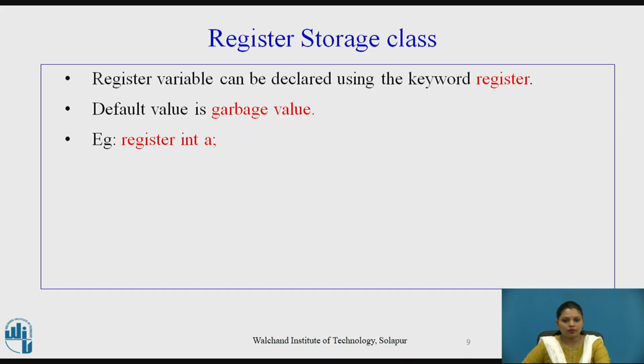Also, the address-of operator cannot be used on a register variable. For example, variables which are used as counters or similar usage are stored using the register specifier. A register variable can be declared as register int a. The register storage class can be explained better with an example.